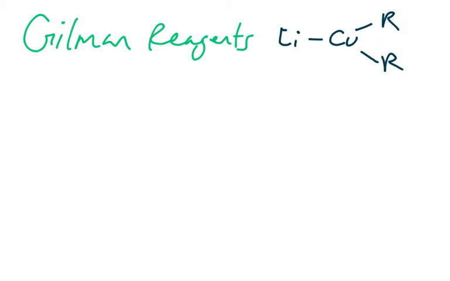So how do we make these? Well, this actually comes in 2 steps. First you want to do this twice. So you want to have 2 alkyl halides, and you want to have 4 lithiums, right?